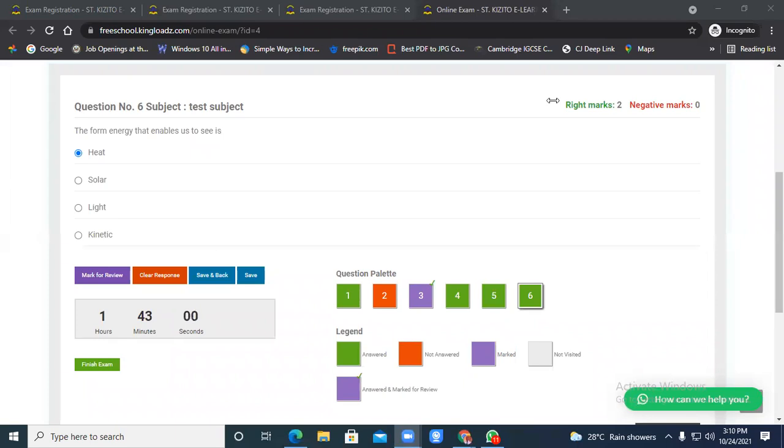Is that clear? I think they are listening. So what we are saying is that this button that you are seeing, finish exam, you click on it when you have finished answering all the questions and you have been saving them.